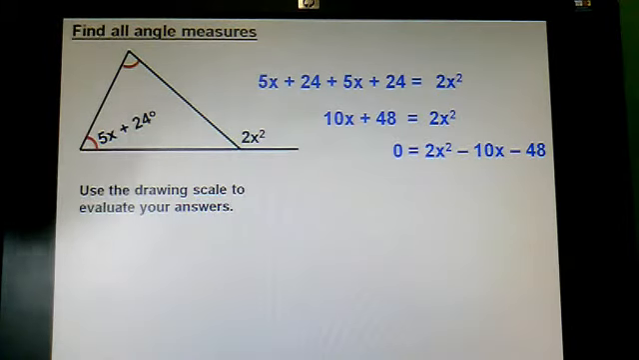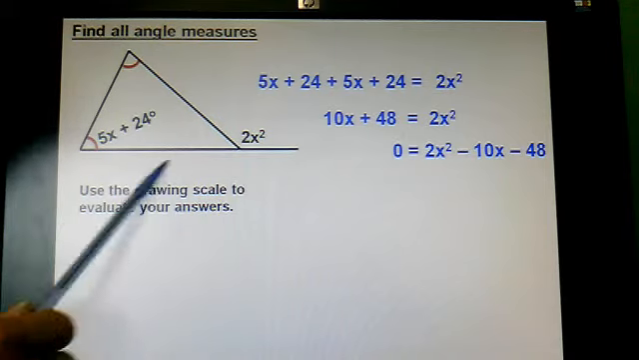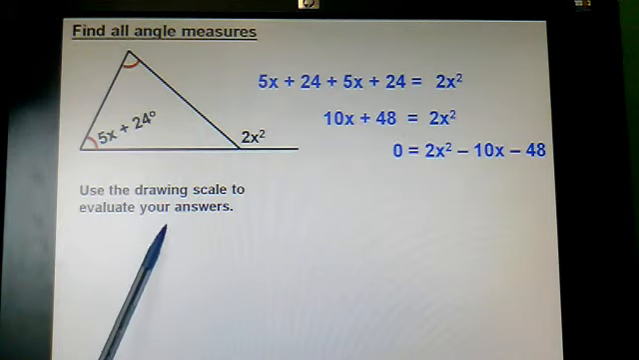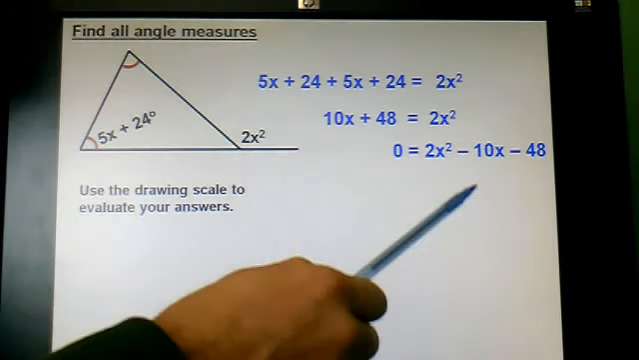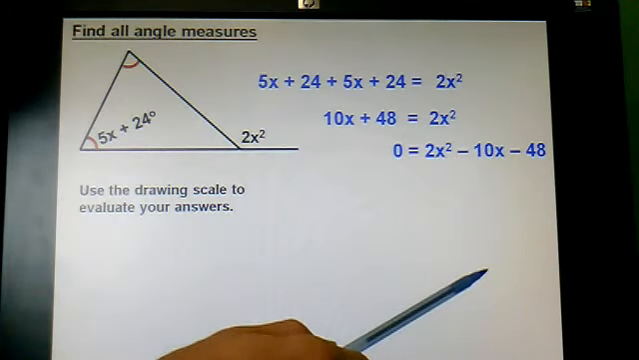Before you move on to the next question, read this and think about what I'm asking for. It's not on your paper, but it's up here. Use the drawing scale to evaluate your answers. You're going to get 2 answers here, but only one of them makes sense.